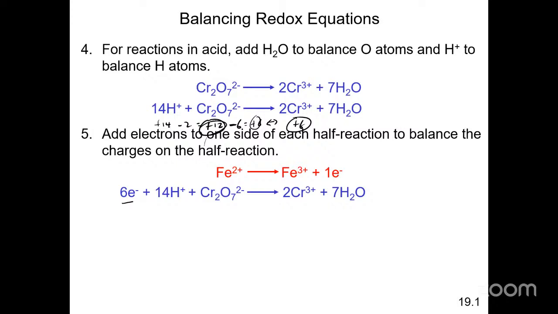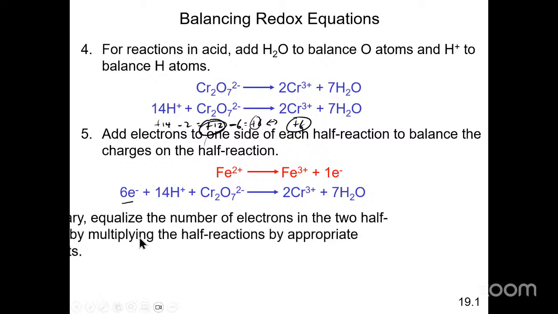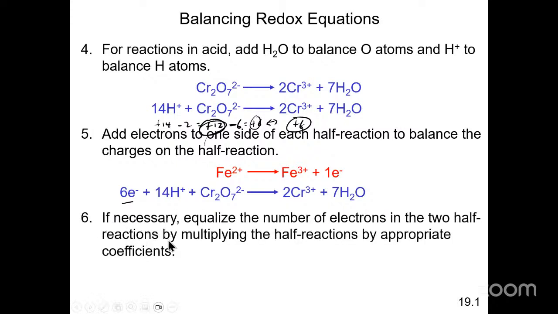So now we have to make sure that those electron numbers are equalized. How do we achieve that? We achieve that by multiplying either one or both equations by certain integers so as to make the number of electrons lost and gained equal. In this particular case, we have 6 electrons here being used up and 1 electron here being produced. So what we would do is multiply this equation here, the entire equation, by 6.